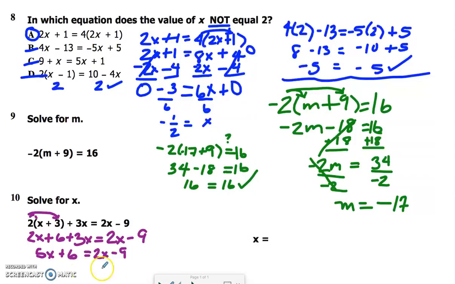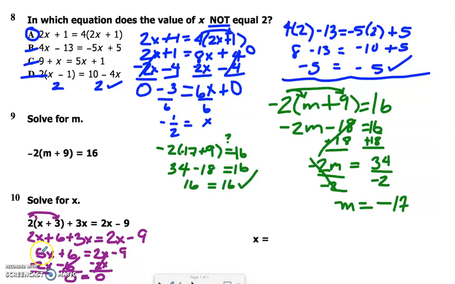Now it's time to move. Move the variables to one side, move the constants to one side. Move the little guy. I'm going to subtract 2x from both sides. That allows us to keep a positive variable term. Now this canceled out, so I need to cancel the constant on the other side.